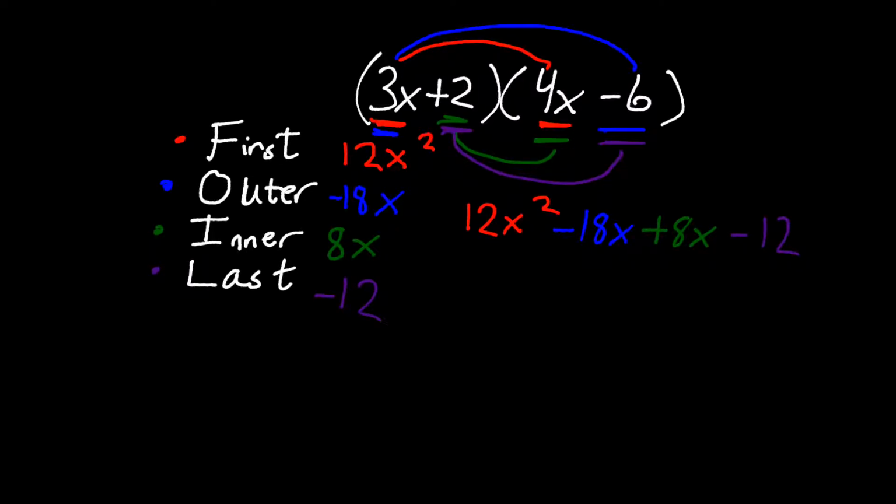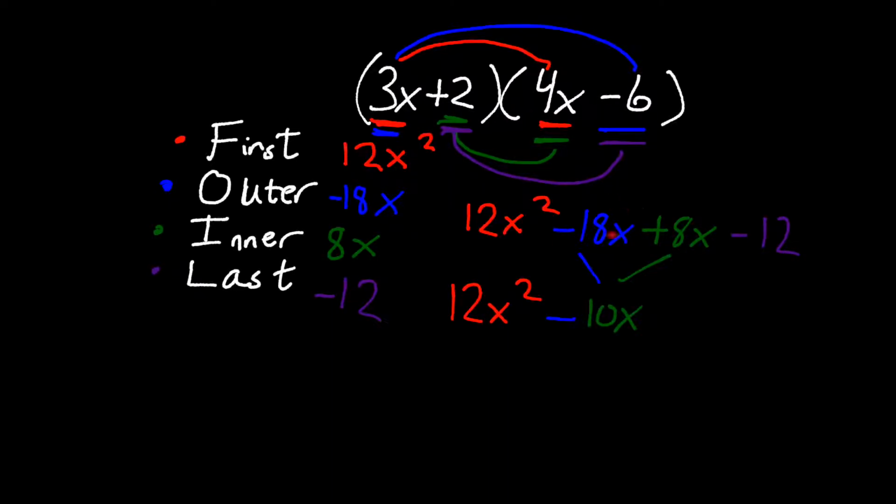Now, just like before, I have some common terms in the middle. And very often, that's going to be the case. So we're going to have to combine those. My 12x squared stays the same. My negative 18x and my positive 8x are going to combine to give us a negative 10x.